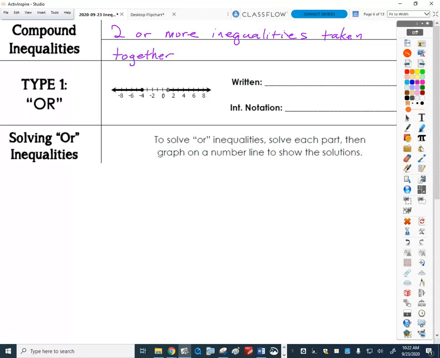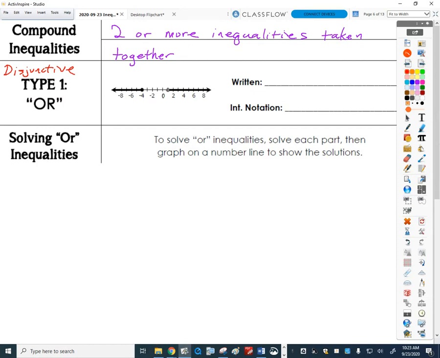So we might be graphing them on the same number line. We might be expressing the solution set to both of those at the same time. So there's two types. There's an or type inequality, and for an honors class like this, I'm going to give you the name for that. That's called a disjunctive inequality. And an or inequality is always written with the word or.